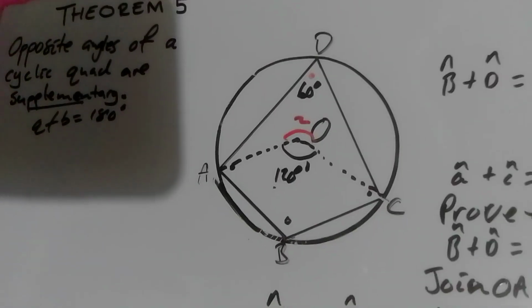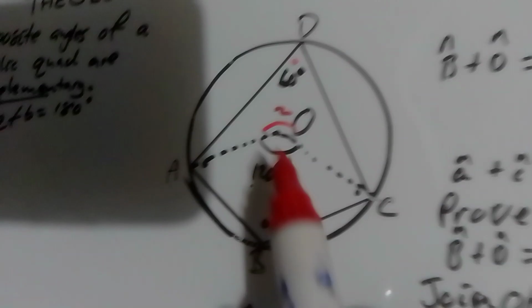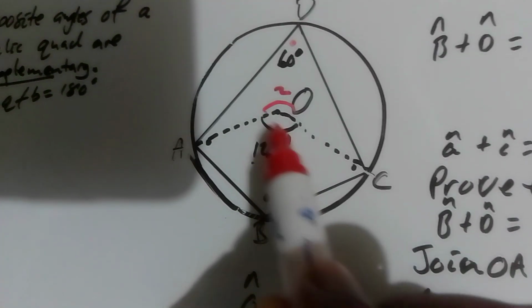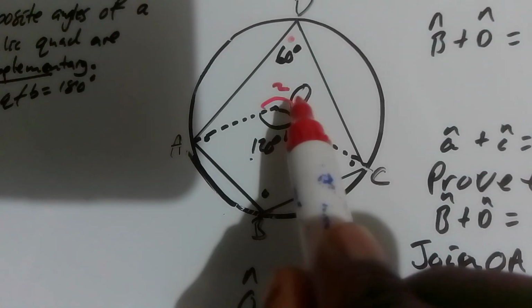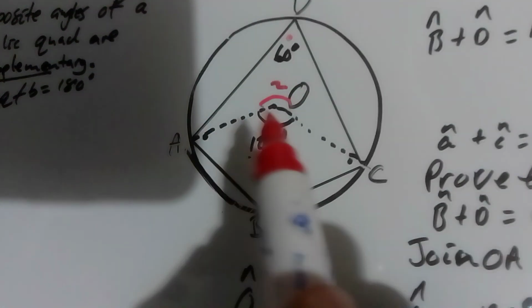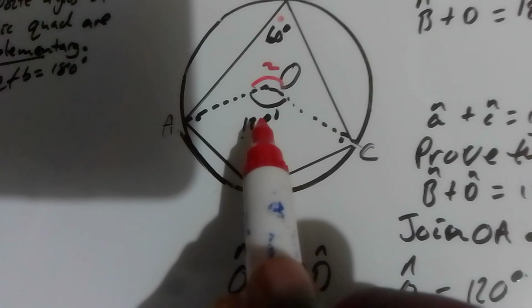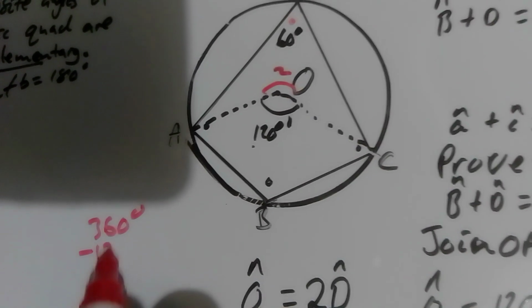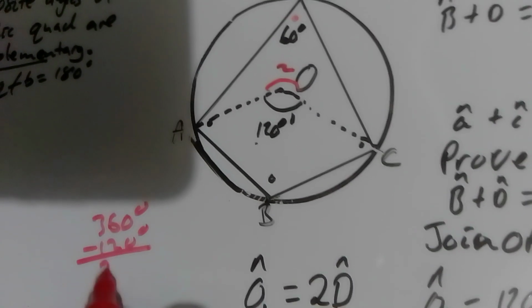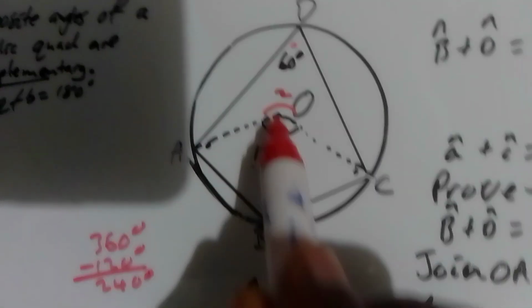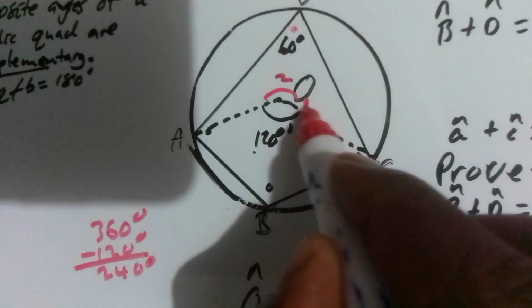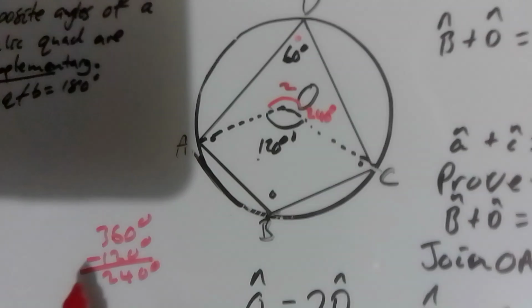And now that I've done that, remember, angle O1 and angle O2 are what we refer to as angles around a point. And angles around a point, they add up to what? 360, which is a revolution. So now, if I've got 120 here, I say 360 degrees minus 120 degrees, which will give me 240 degrees, which means that the reflex angle that I have here, angle O2, is 240 degrees.